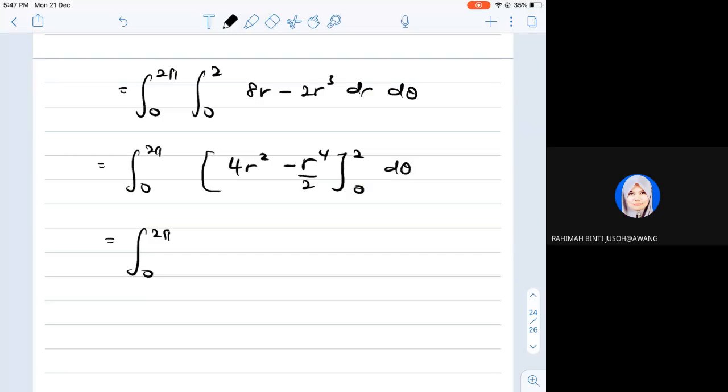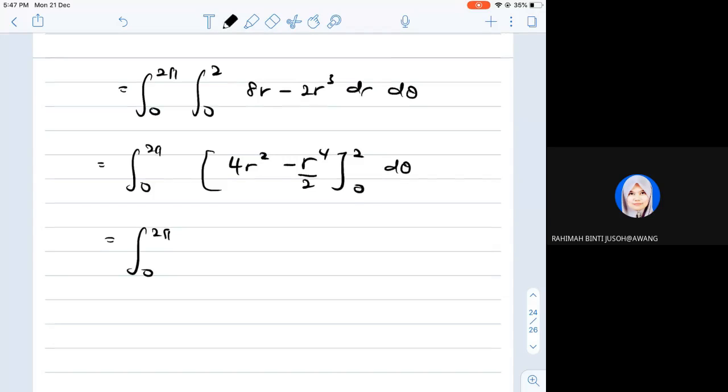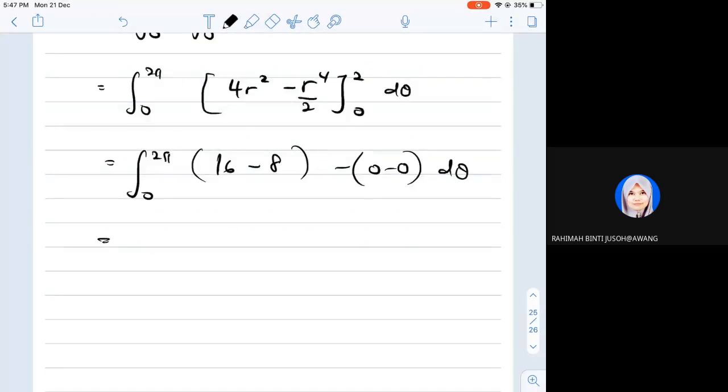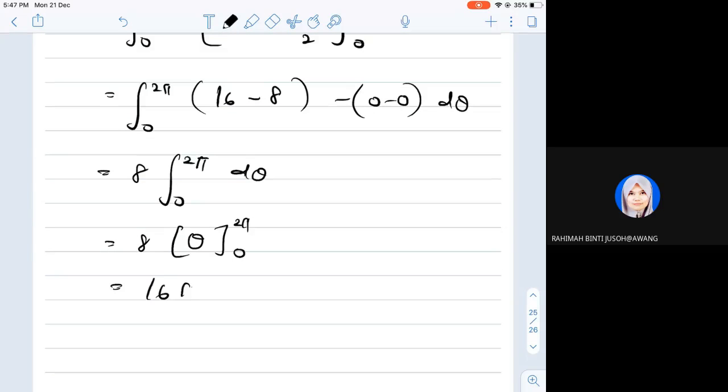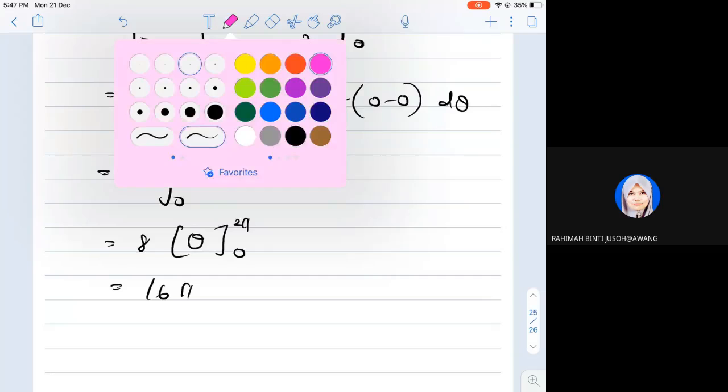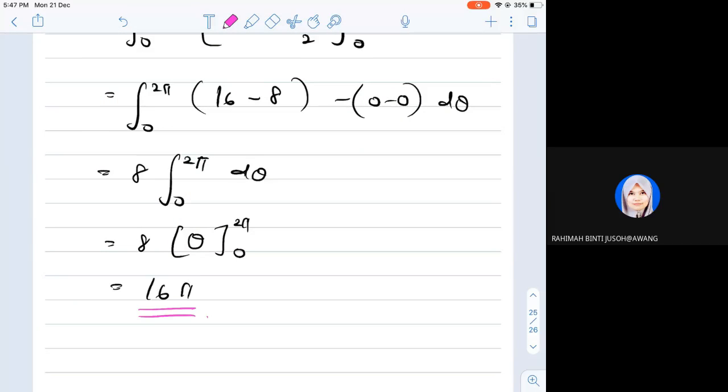So from 0 until 2 pi, 4 times 4 is 16, 16 minus 16 over 2 is 8, minus 0, d theta. So we will have 8, integral from 0 until 2 pi of d theta. So 8 multiplied by theta, substitute 2 pi and zero, therefore the answer is 16 pi. Okay, understand guys? Understood.